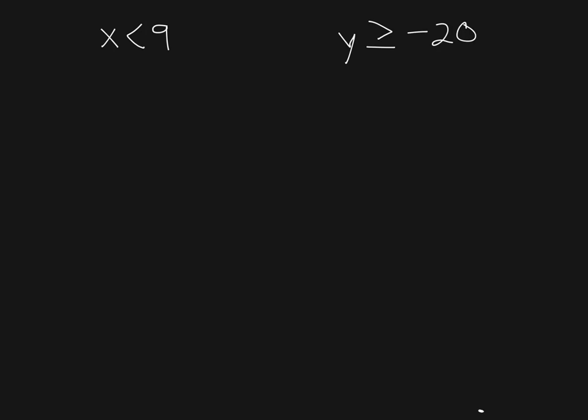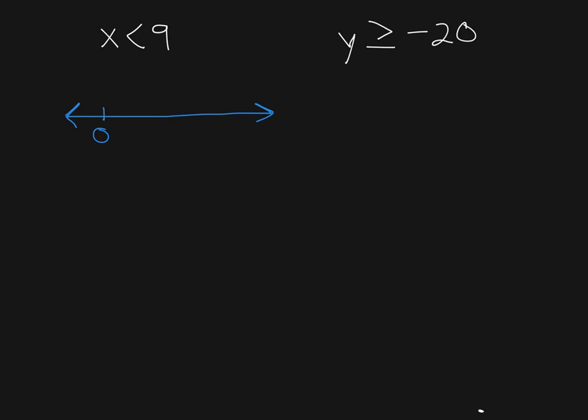Let's do a couple more. For my first example, I have x is less than 9, right? So we know x could be 8, x could be 8.9, any of those numbers that are less than 9. So if we're going to draw our number line, I want to put 9 on here. I'm going to put a 0 over here.